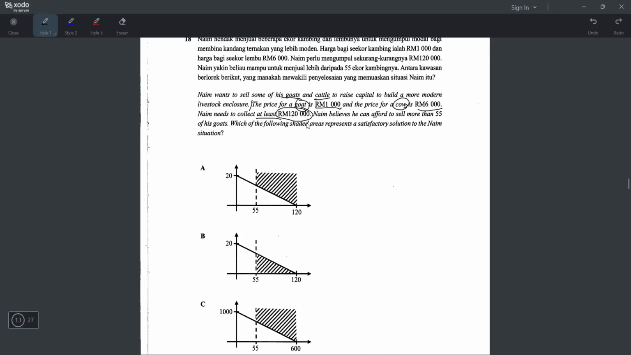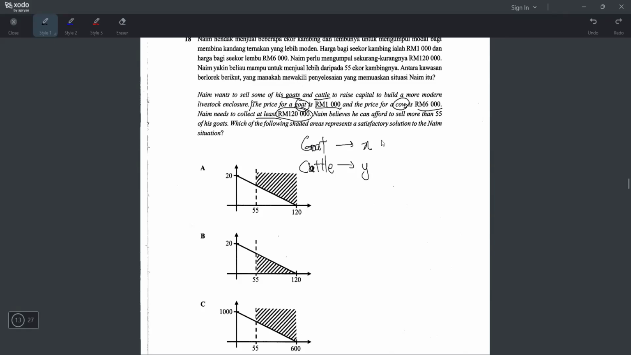Linear inequality in Bahasa Melayu is ketaksamaan linear. You learn this in Form 4 chapter 6. So when we are doing ketaksamaan linear, I always teach my students, you kena tentukan siapa X, siapa Y dulu. I think the two elements, dua benda yang kena jadikan XY sini, are goat and cattle. So X represents number of goats, Y represents number of cattle.